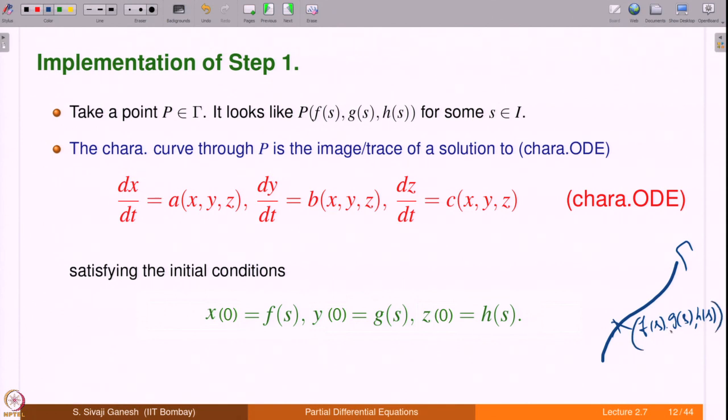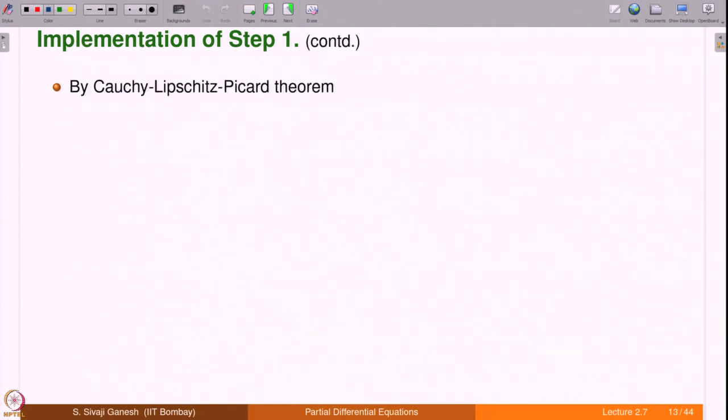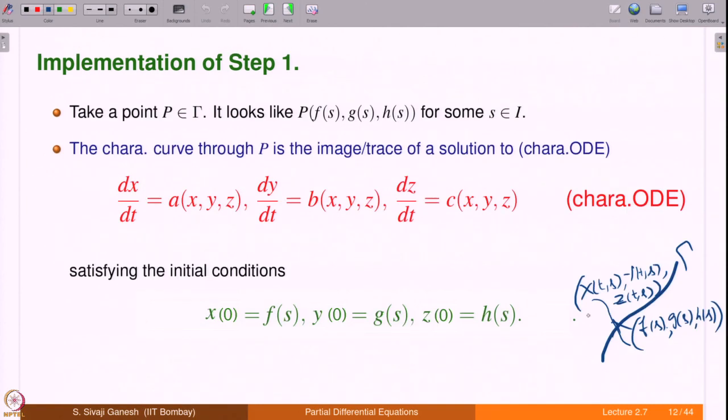This is a 3-tuple, and then you pass a curve through that. That will be denoted by x(t,s), y(t,s), z(t,s). This is what we get at the end of this step. At t equal to 0, it is going through this point. That is how we are solving, we are giving the initial conditions to this system of characteristic ODE.